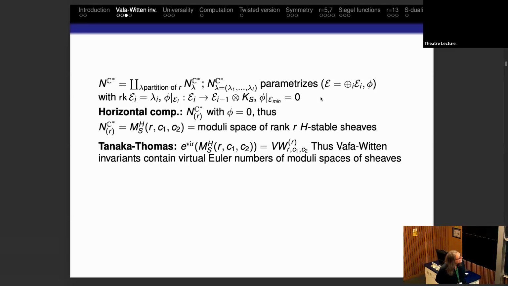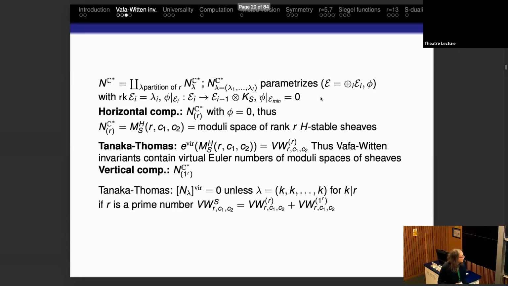You can also see that the moduli space is virtually zero-dimensional, but one of the fixed point components is the whole moduli space of stable sheaves. So it's kind of a little bit strange. And in this case, in fact, Tanaka and Thomas show that the virtual Euler number that I mentioned before is just equal to the corresponding part of the Vafa-Witten invariants. So thus the Vafa-Witten invariant contains the virtual Euler numbers of the moduli spaces of sheaves.